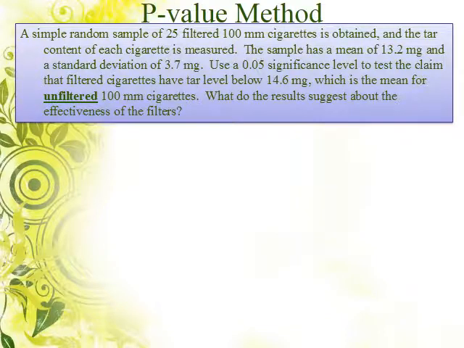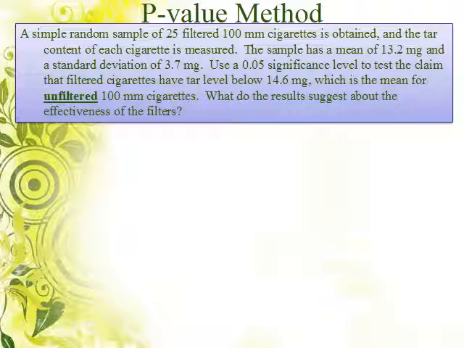Let's look at another example using the p-value method to test the claim. A simple random sample of 25 filtered 100 millimeter cigarettes is obtained, and the tar content of each cigarette is measured. The sample has a mean of 13.2 milligrams and a standard deviation of 3.7 milligrams. Use a 0.05 significance level to test the claim that filtered cigarettes have a tar level below 14.6 milligrams, which is the mean for unfiltered 100 millimeter cigarettes.